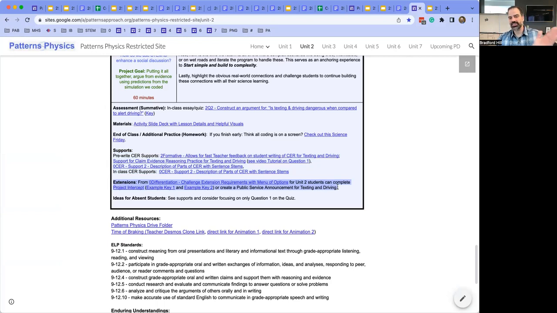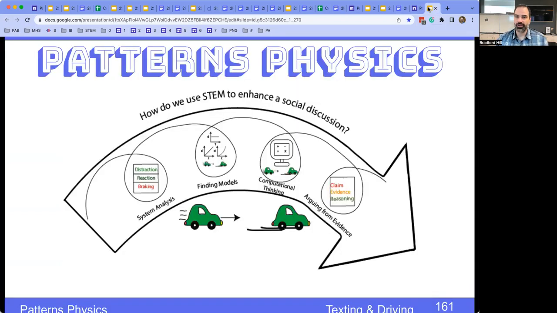It was all in meters per second. So many students think in miles per hour. Build a converter. All right, with that, here's the end of the short overview of Unit 2. How do we use STEM to enhance a social discussion?